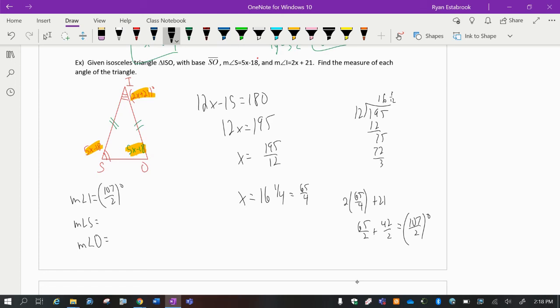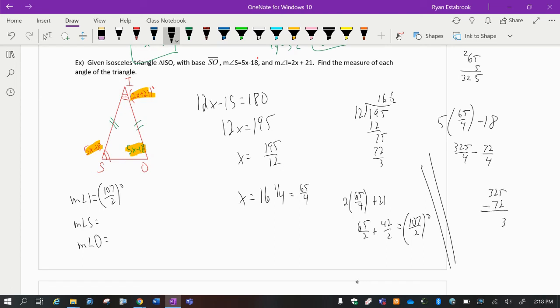And we can plug them in: 5x minus 18. So 5 times 65 over 4 minus 18. We multiply that: 5 times 65 is 325 over 4 minus 72 over 4. Subtract that, 325 minus 72 is 253. So it's 253 over 4 degrees. Kind of a weird looking number. We could get it as a decimal, but I like these nice precise numbers. There are our three measurements.